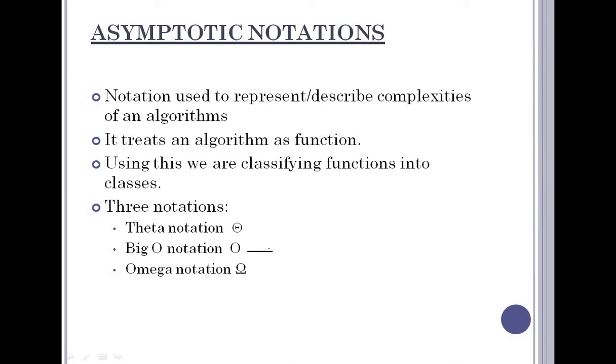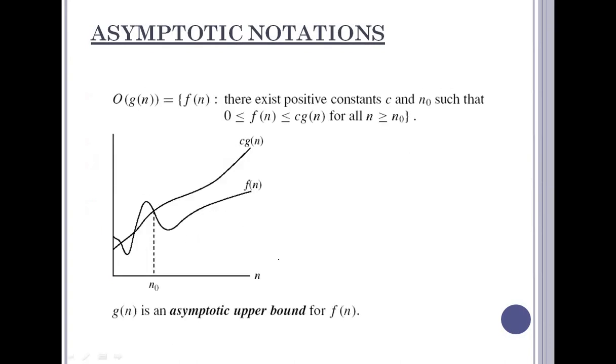The big O is going to represent the function of the maximum step count, and the omega is going to represent the function of the minimum step count. So these functions are going to describe the running time complexity. We are going to use these notations to describe the running time of the algorithm. So we will see the first asymptotic notation, that is the big O.